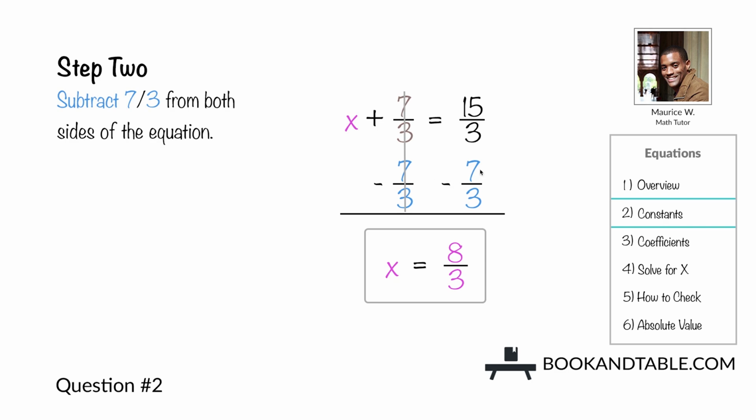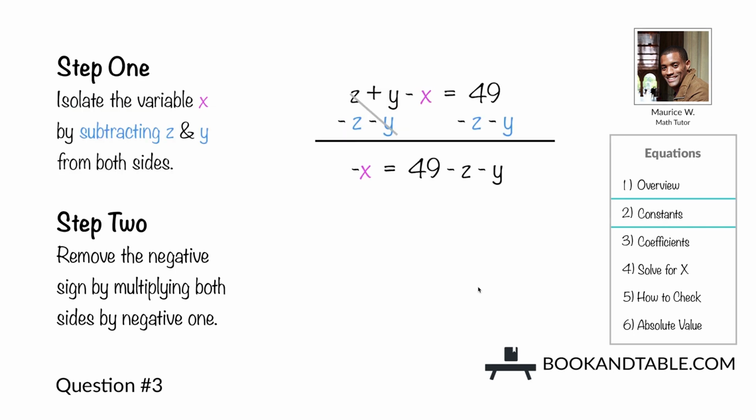15/3 minus 7/3 would be 15 minus 7, which gives us 8/3. So the answer to question number 2 is x is equal to 8 over 3. And the last question, question number 3.